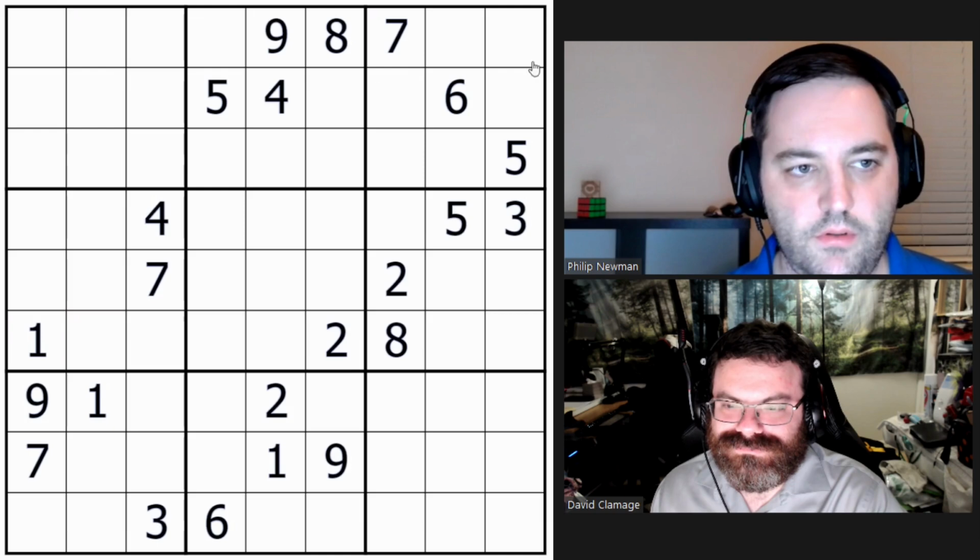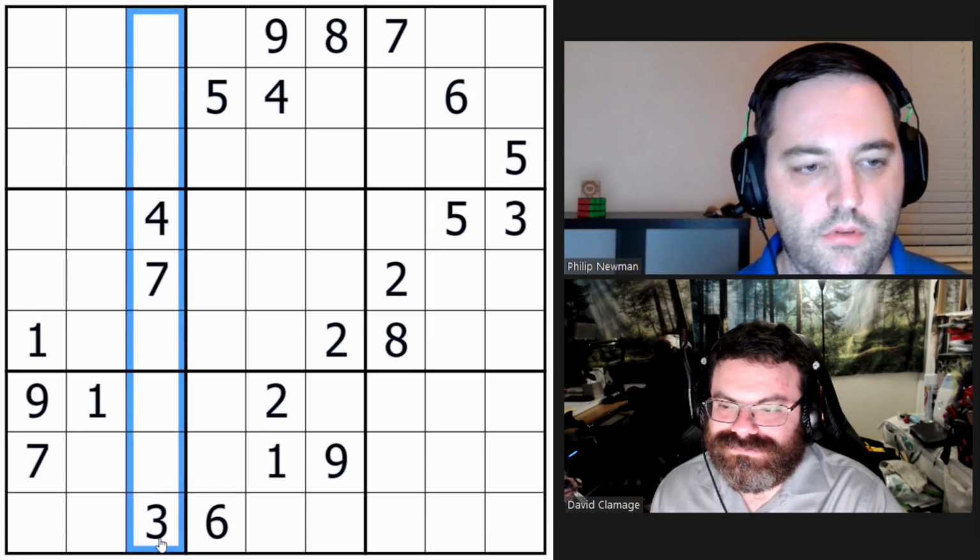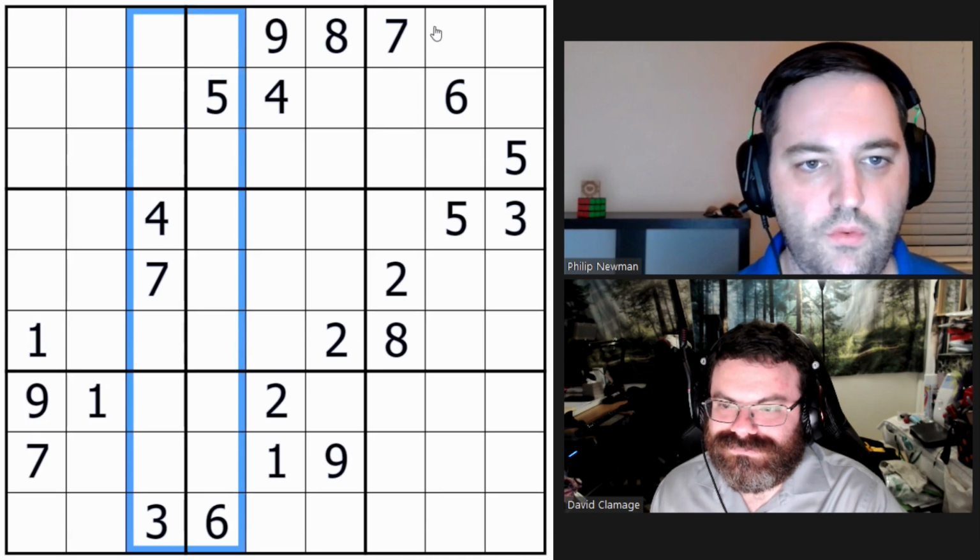So in this puzzle, let's see if I can remember where I want to start. I'm going to look at columns 3, 4, 8, and 9.